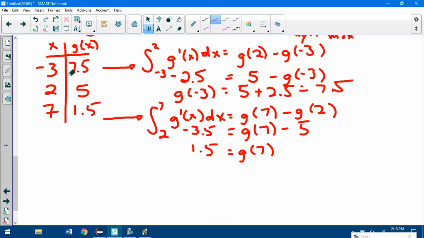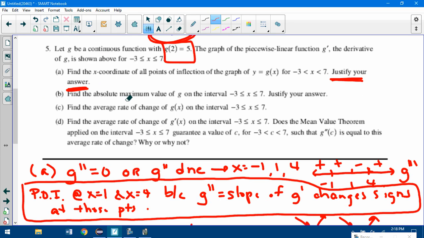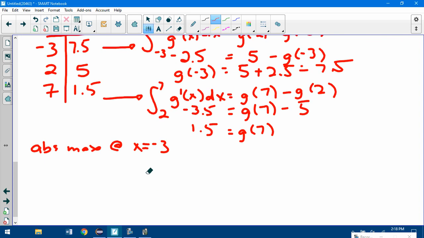All that to say, your absolute maximum is at x equals negative 3. Now what did they ask for? They want the absolute max value with a value of 7.5. That's what they really wanted, the value.